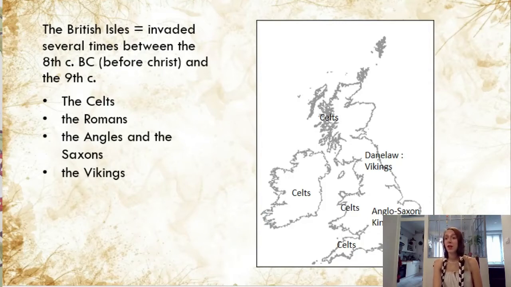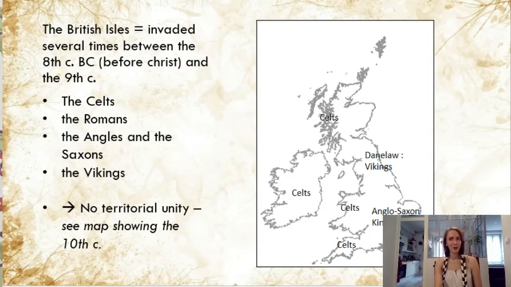Those waves of invasion meant that the islands had long been divided into several clearly defined, extremely small, politically unstable kingdoms. By the 9th century, Britain had come to be mainly divided between Anglo-Saxon rule, as you can see in the south, in the southeast, and Danelaw in the north, the Viking territories basically. What you need to remember: before 1066, there was no territorial unity, there was no political unity to speak of in the British Isles.